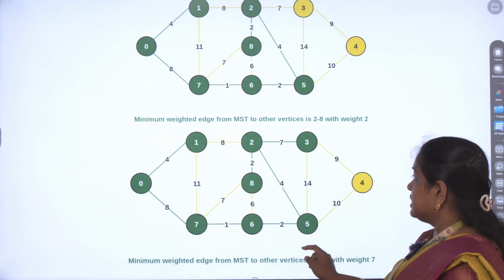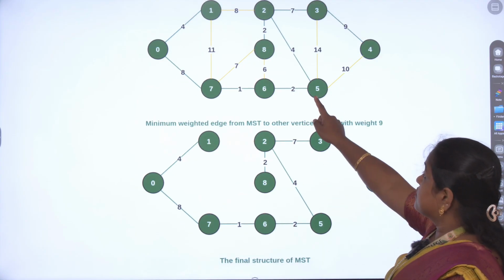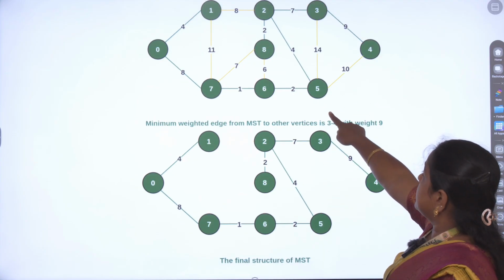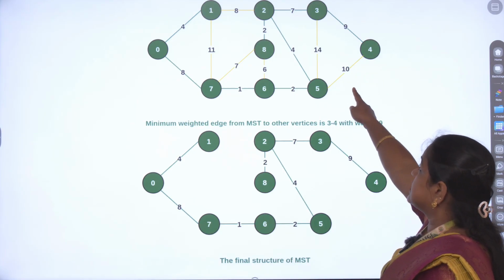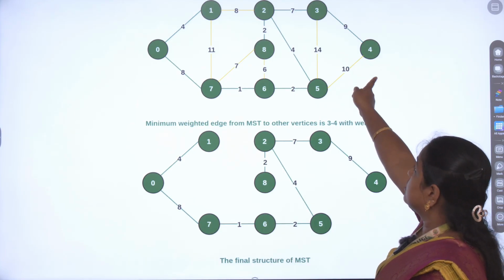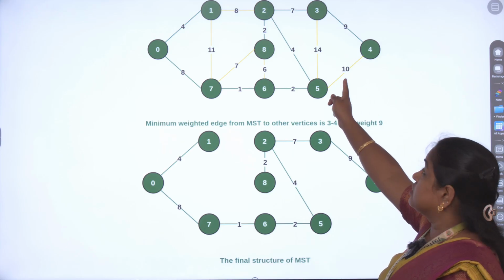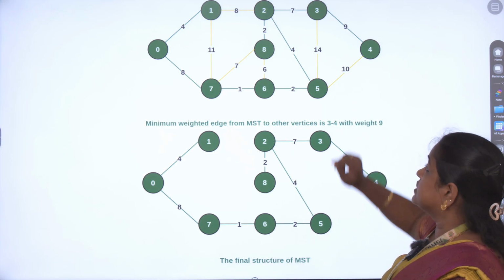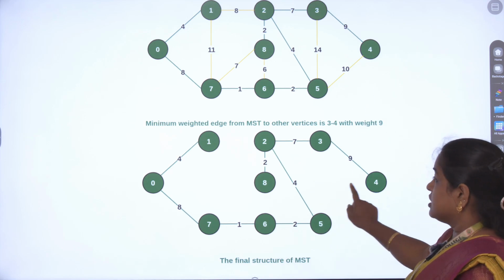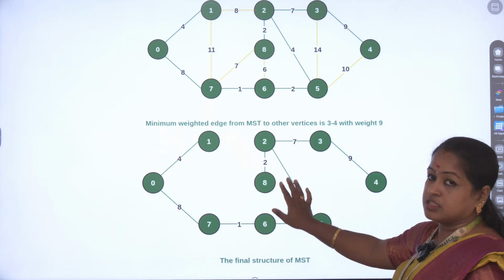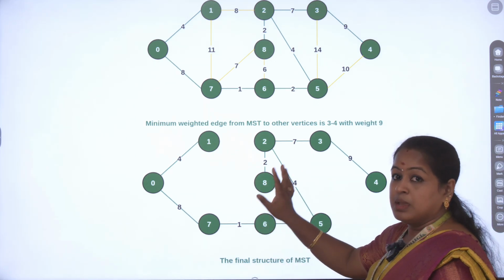Now the next is from 5. From 5 I can go to 4 using 10, or from 3 I can go to 4 using 9. When I check which is the smallest, 9 is the smallest. So I am traveling to 9. So this is the final structure of the minimum spanning tree.